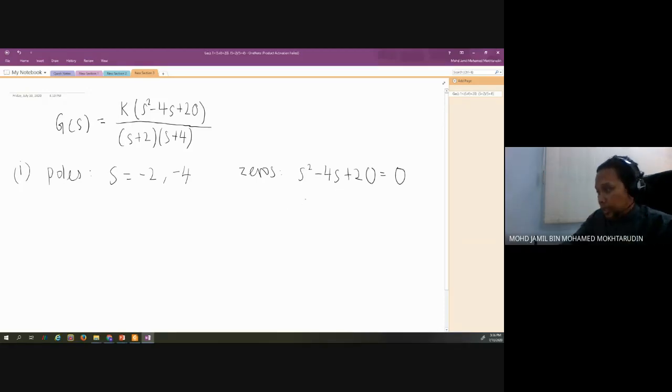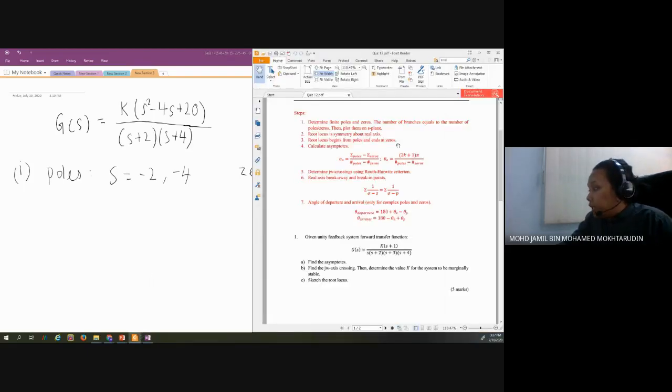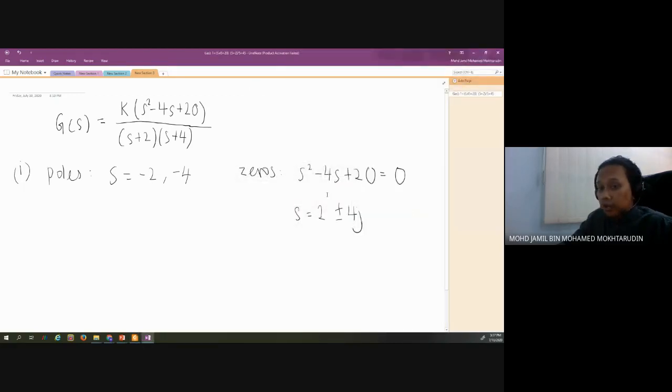Then you use the quadratic formula to get s equals 2 ± 4j. The first rule says that the number of branches equals the number of poles or zeros, whichever has the most. Here you have 2 poles and 2 zeros, meaning that you have 2 branches. So you can put a conclusion: 2 branches. You don't need to add infinity poles or zeros because both have the same number of poles and zeros.